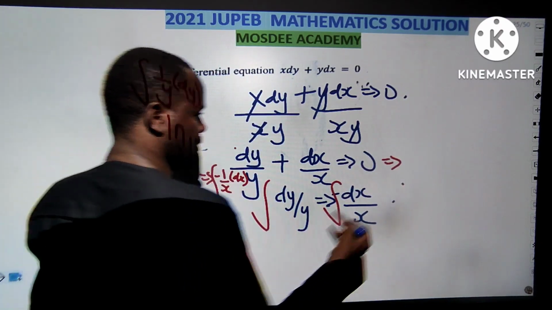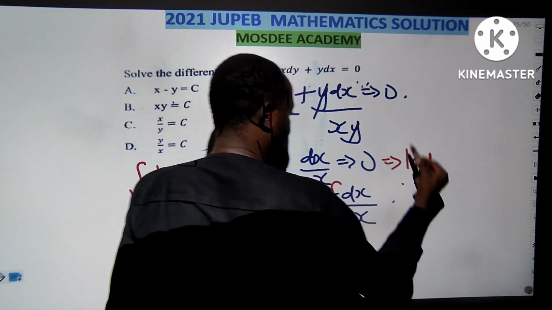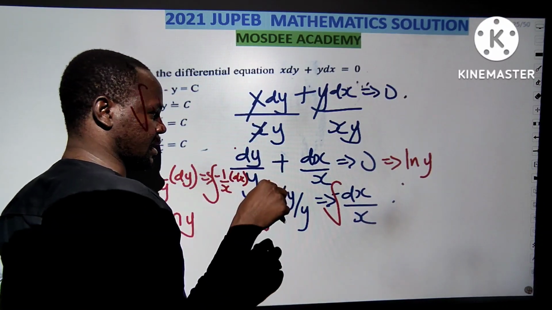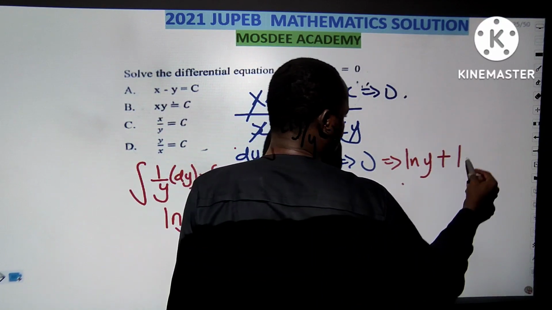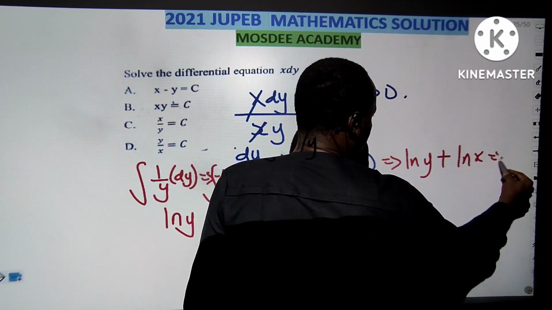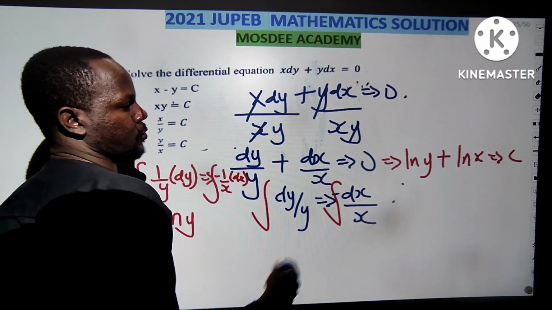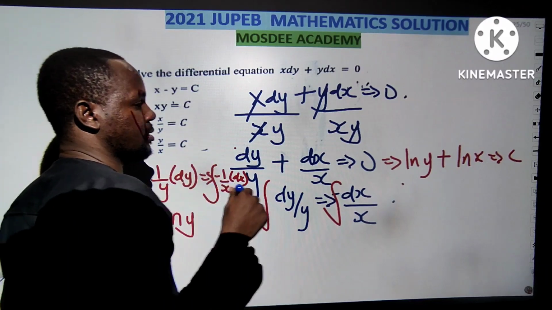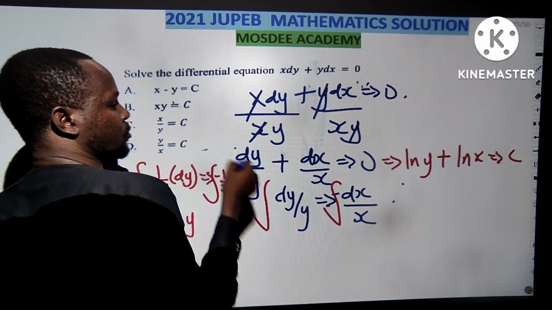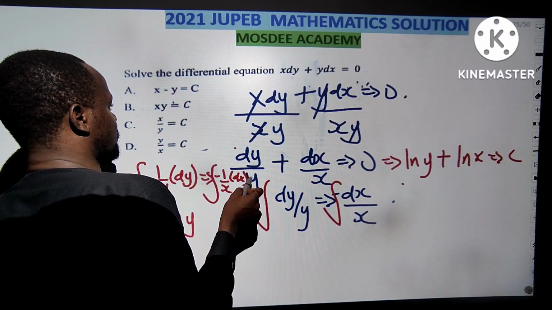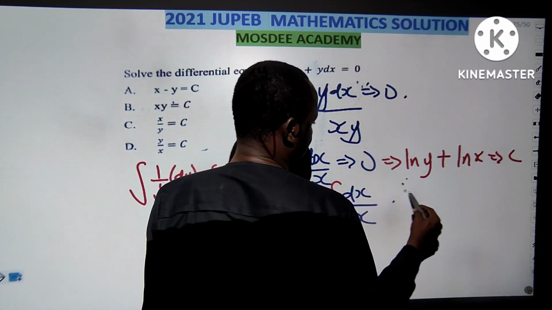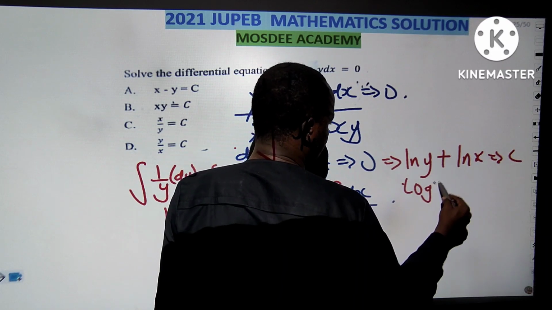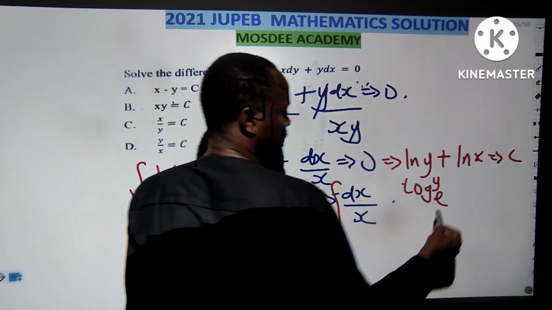So 1 over y integrates to ln y, or log y base e, plus 1 over x integrates to ln x, equals the arbitrary constant c. So ln y plus ln x is simply as saying y plus x equals to whatever. So y is the first one, x is the second one. So ln y, the way you write that is log y base e. I hope you know that.